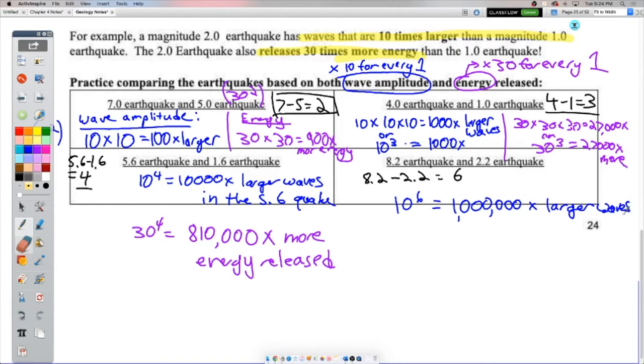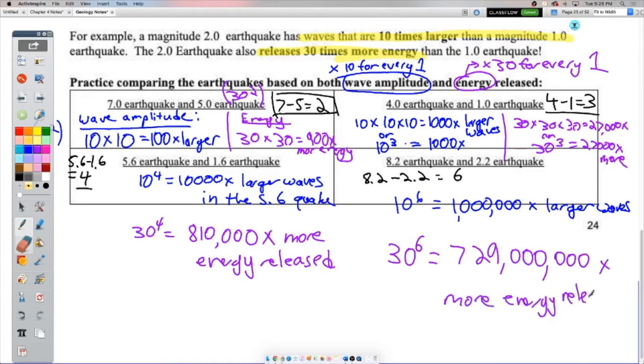I'd say so, because an 8.2 earthquake is devastating. A 2.2 earthquake, you might barely feel. Now, you thought that was big. Think about the energy now. So now we're going to do not 10 to the power of 6, 30 to the power of 6. You're going to get 729 million times more energy released, okay?